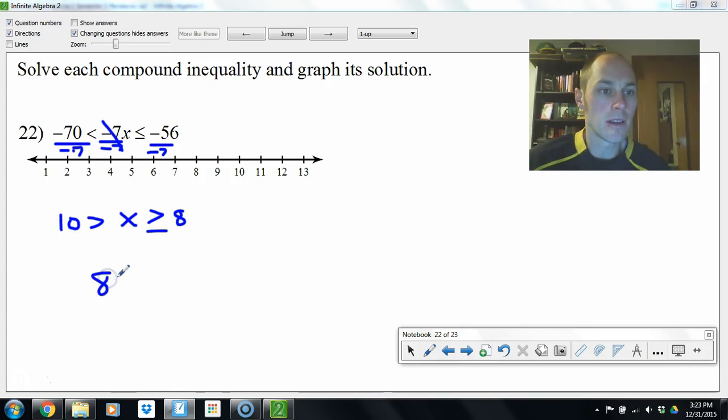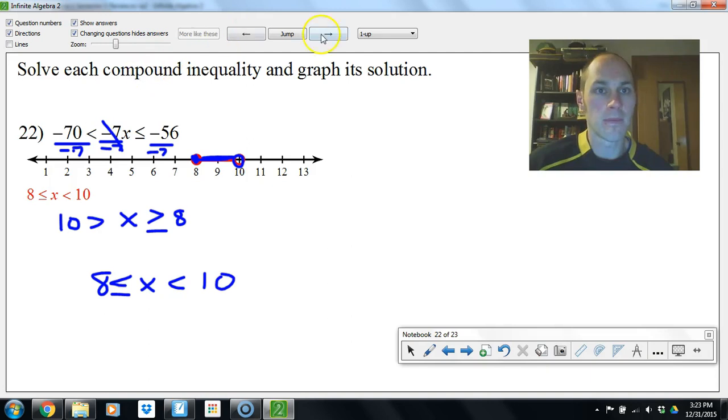I can flip that whole inequality around if I'd like, so that the 8 is at the beginning, but 8 is less or equal to, so we'll put a filled in dot. 8 is less than or equal to x, which is less than 10, empty. And the x is in between all those, so we'll just connect the 8 to the 10.